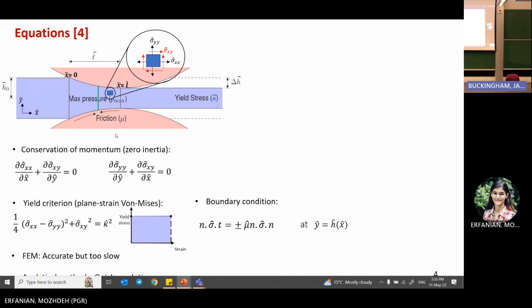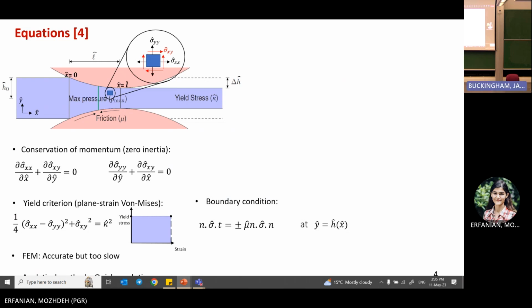Two of them come from conservation of momentum with zero inertia. Basically, we consider that the speed of the sheet is almost constant, and the system is closed by the yield criterion, which says at what combination of stresses plastic deformation begins. And kappa here is constant, based on the assumption of constant force. On the surface, we have slipping friction, which we model with Coulomb friction. This means that the tangential force is proportional to the normal force, and mu is the coefficient of friction.